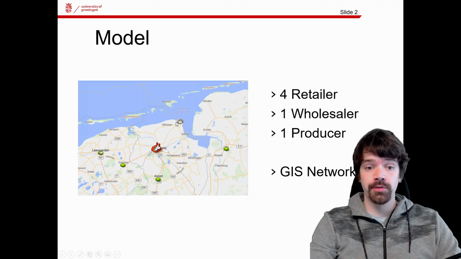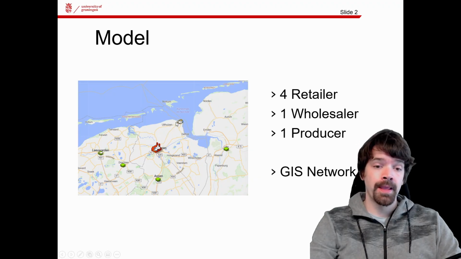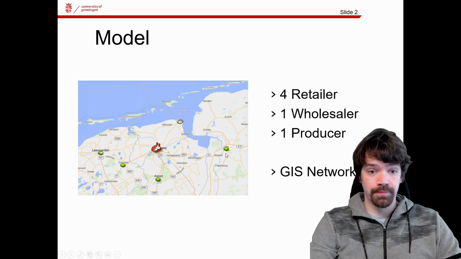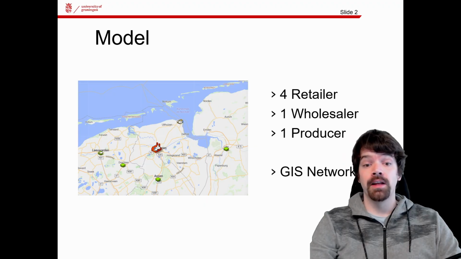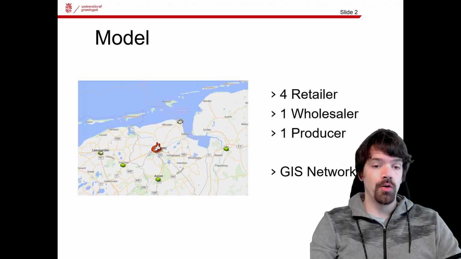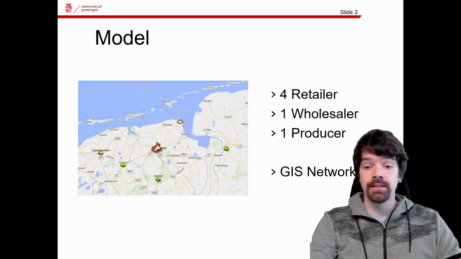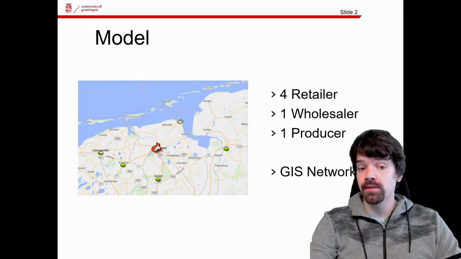For that, the producer has their own fleet. And then the wholesaler distributes, based on the customer demand, the items to the 4 retailers. And therefore, again, the wholesaler has their own truck fleet. And we are using the GIS network so that we can use existing roads to avoid having some approximations in our model.